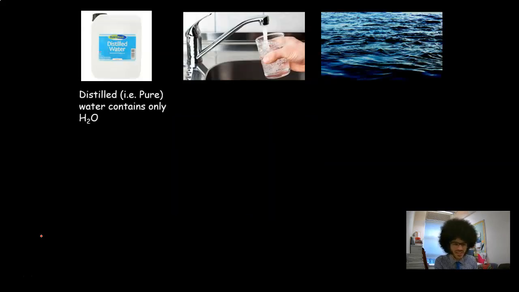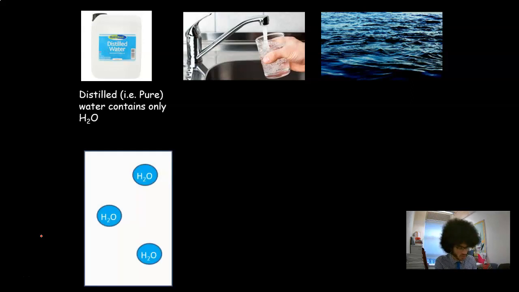So first off, let's talk about distilled water. Now, distilled water is only H2O inside it. There's nothing else. Okay, so if I was to draw a diagram, this is a box containing H2O. You can see I've only got H2O molecules there. Now, that kind of water is not what comes out of your tap. What you get out of your tap is just tap water.